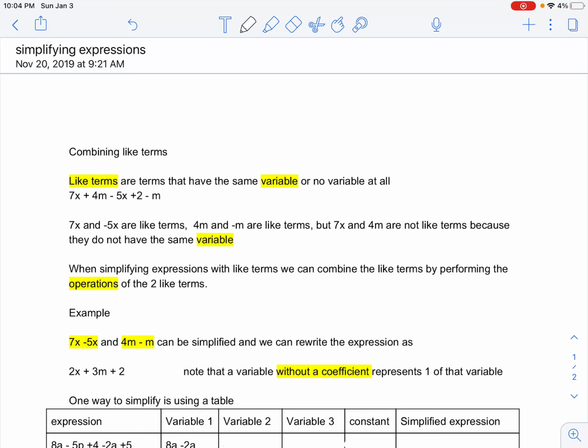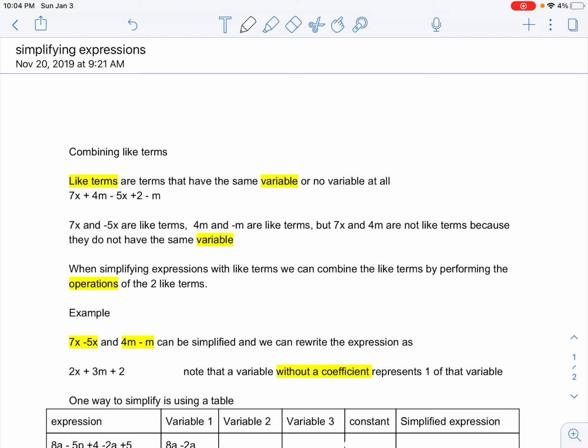All right, so what we're going to do here is look at combining like terms or simplifying expressions. So the way you simplify expressions is by combining like terms. Like terms are the terms that have the same variable or no variable at all. So that would be constants.